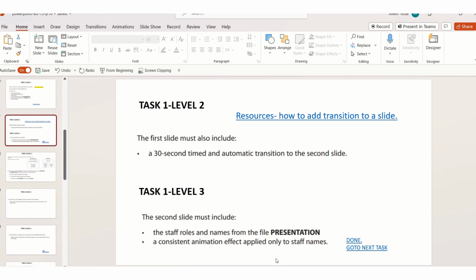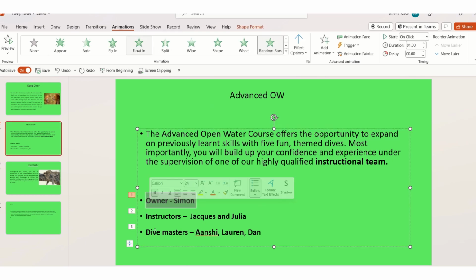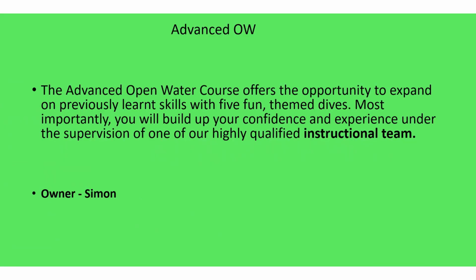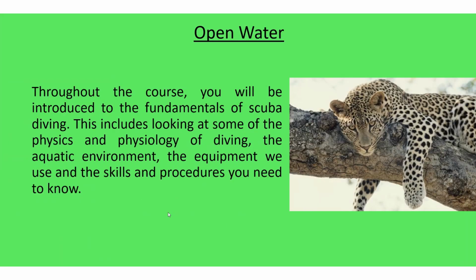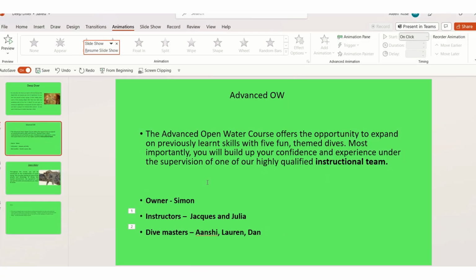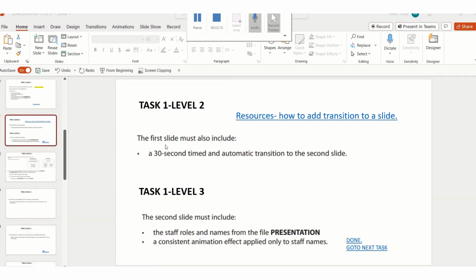Consistent animation effect applied only to staff names. So staff names, then we don't need the owner name. Do we need the owner? No, so only to the staff names. See, owner, instructors, dive masters. That is what you have to be careful about. The question is very tricky. You have to be very careful about what they told. So task 1 level 3 you have completed. So you have completed the question.